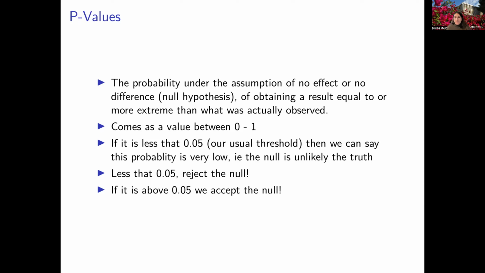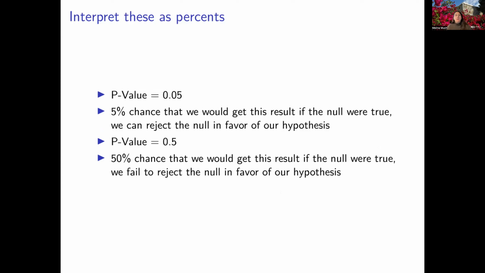So let's talk about how to operationalize this a little bit more clearly. So we can interpret these as percents. So the p-value of 0.05 is a 5% chance that we would get this result if the null were true, right? If there was actually no effect.